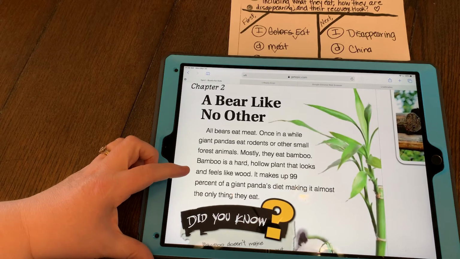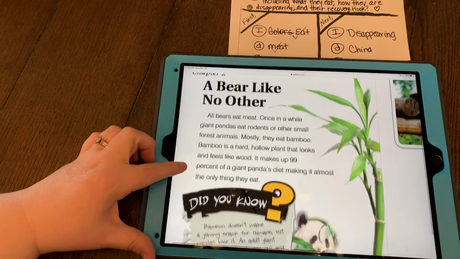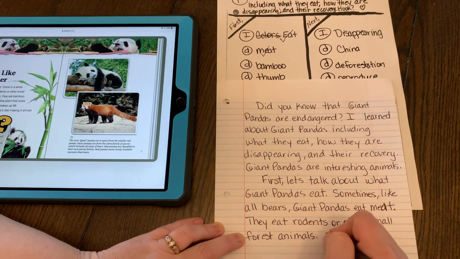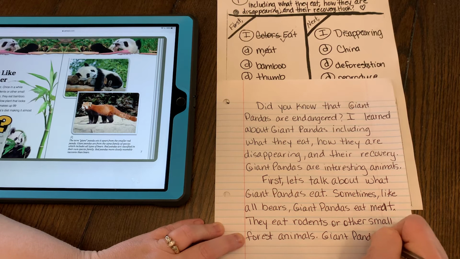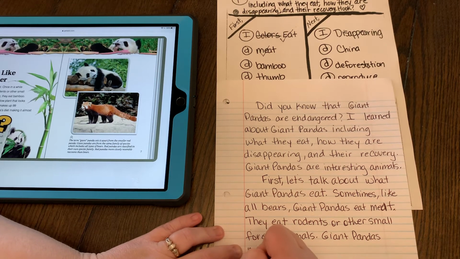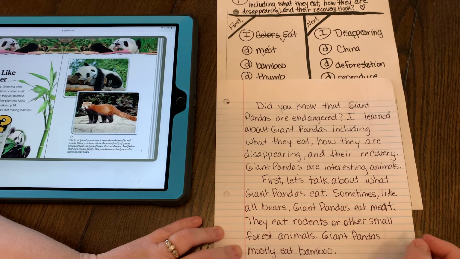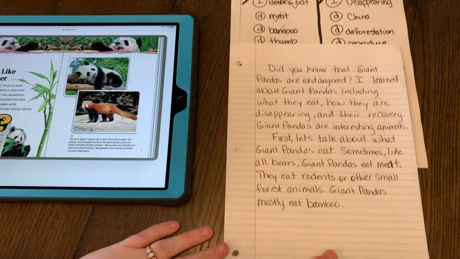Bamboo is hard, hollow plant that looks and feels like wood. It makes up 99% of the giant panda's diet. So it's like the only thing they eat. Giant pandas mostly eat bamboo. Okay, all right, bamboo, done. Okay, check mark that off.